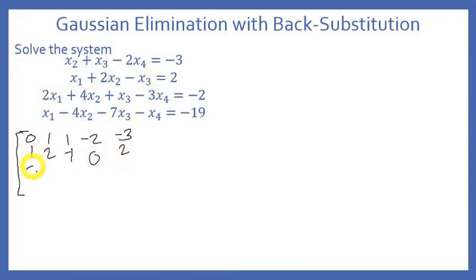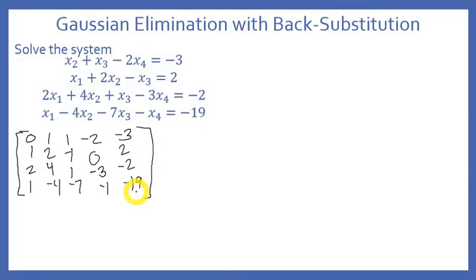The next one, I have 2, I have 4, I have 1, I have negative 3, and I have negative 2. Finally, I have 1, negative 4, negative 7, negative 1, and negative 19.